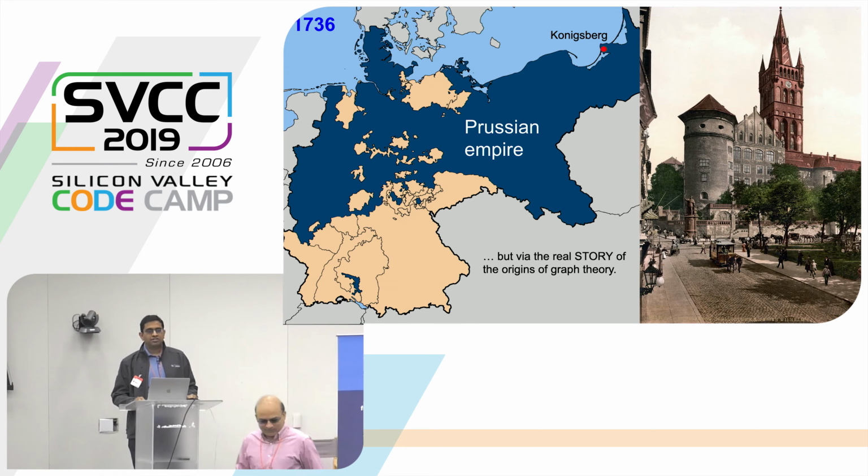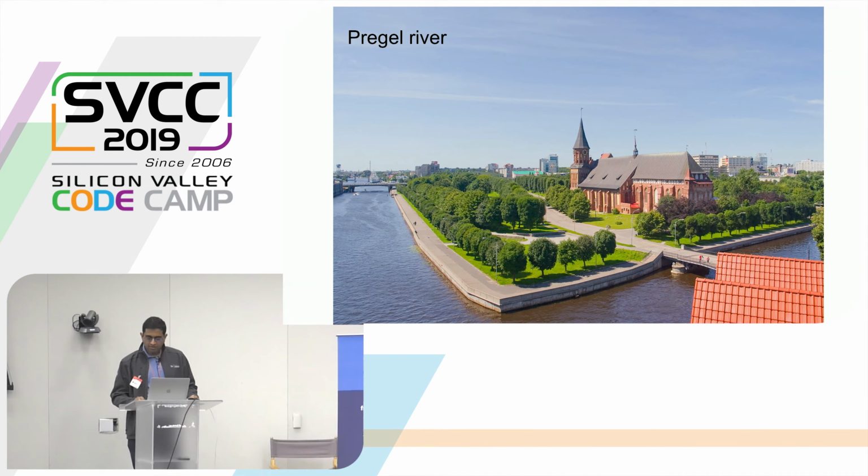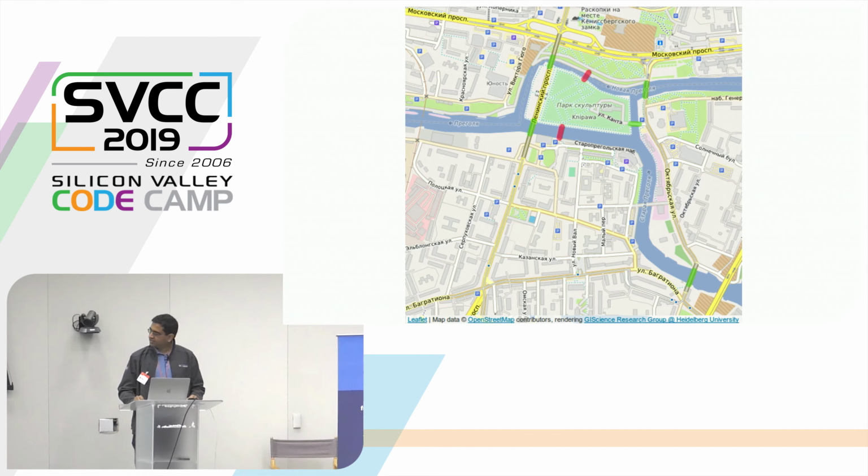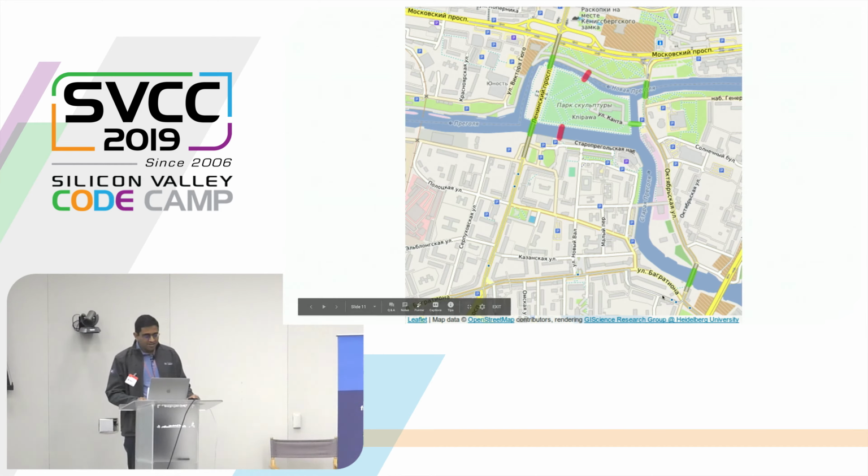Back in the 18th century, in the Prussian Empire, in the city of Königsberg, in the midst of a booming economy, the residents constructed 7 bridges across a river that flows through the heart of the city, shown here in this Google Maps image. You can see the 7 bridges.